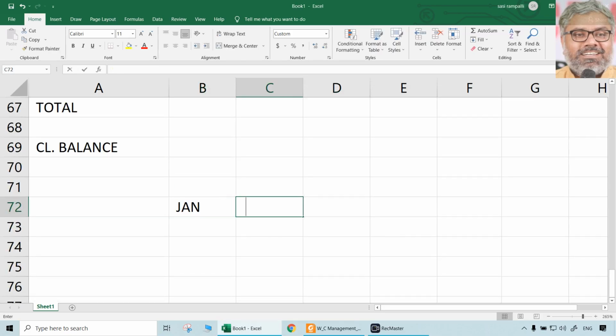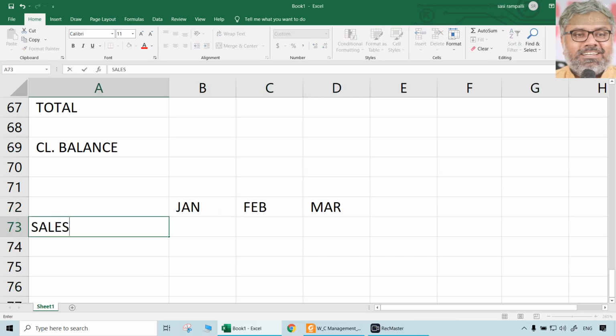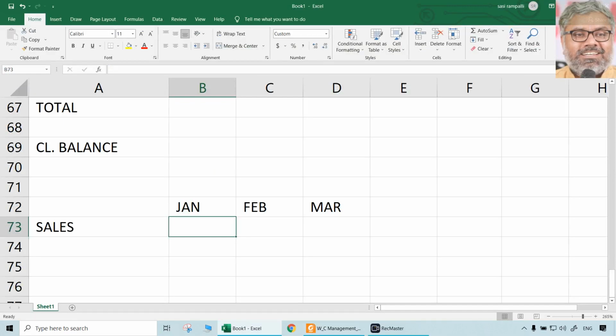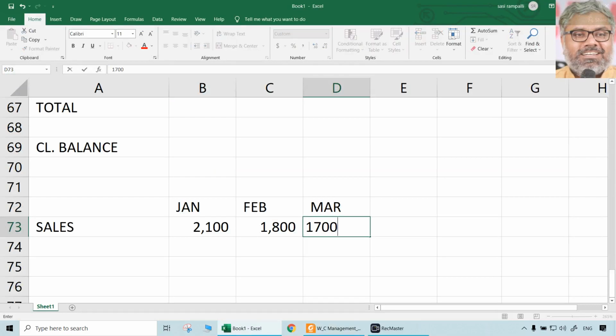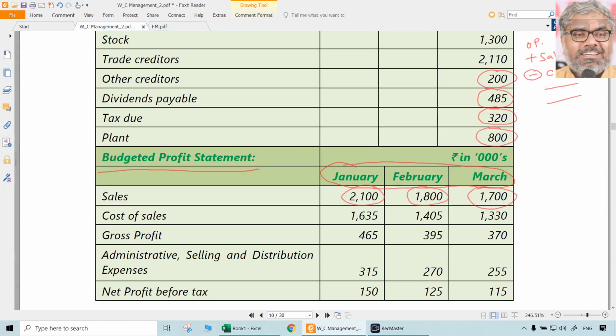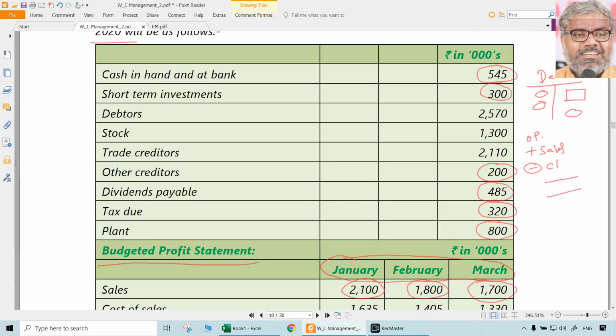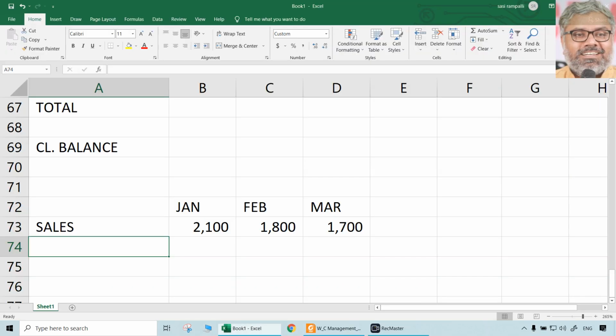January, February, March. So sales, first let us take sales given in the question, all thousands only, 2100, 1800 and 1700. That is sales. Add what? Add opening debtors. Opening debtors in the month of January is how much? That is given here. That is 2570. 2570 is the opening debtors. To be added.